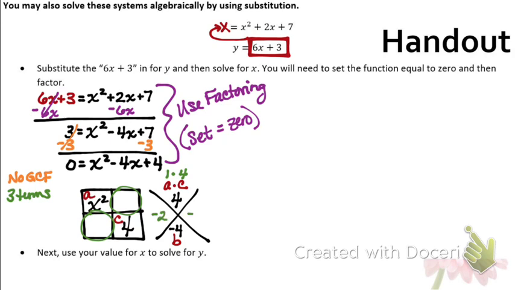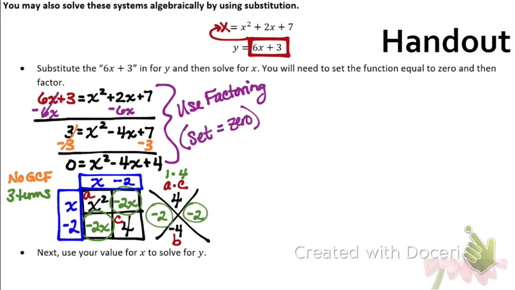-2 and -2. So -2x, -2x. Since these are the same, what are we going to see happen here? It's going to be the same thing. What are we going to get on either side? X minus 2, and on the other side, another x minus 2.